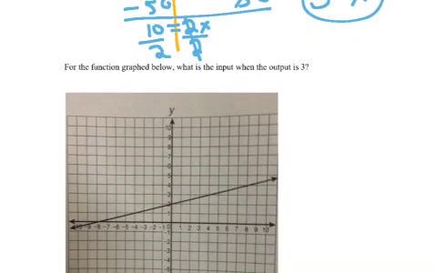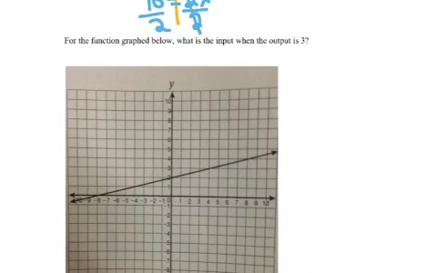So for the function graph below, what is the input when the output is 30? So remember, the output is your y. So I'm going to go to my y-axis at 3, go to when I hit my line, and then down to find my input. So in this case, my input, or x value, is positive 4.